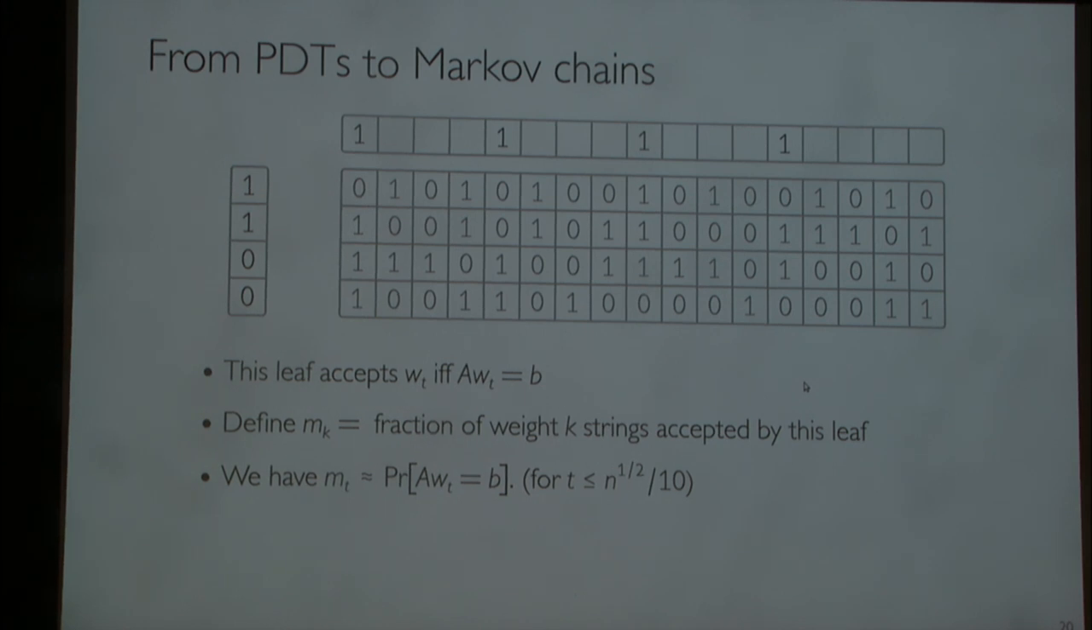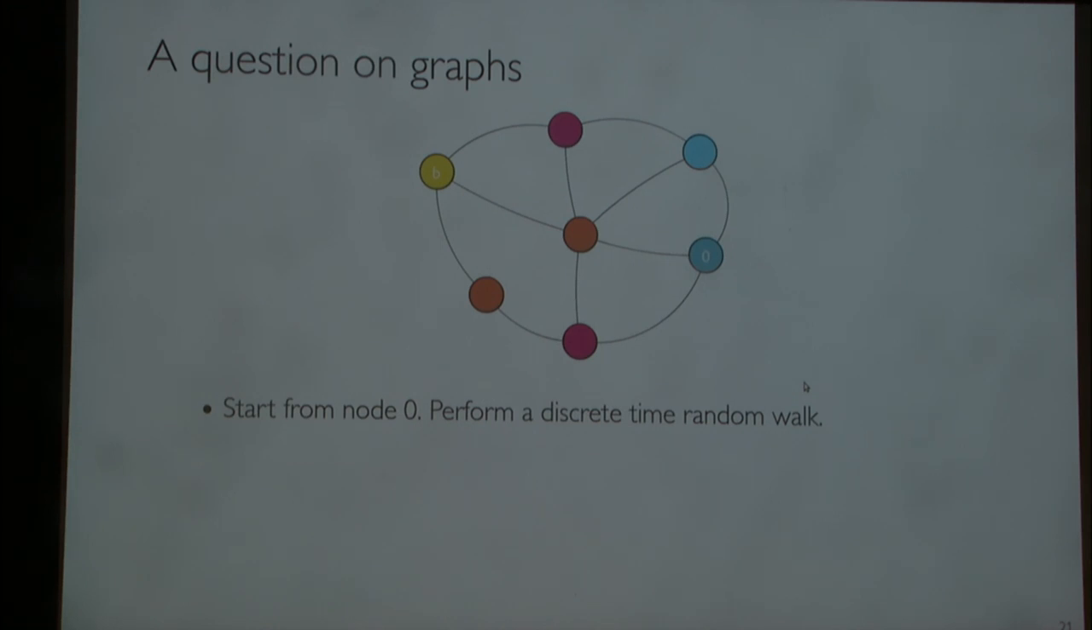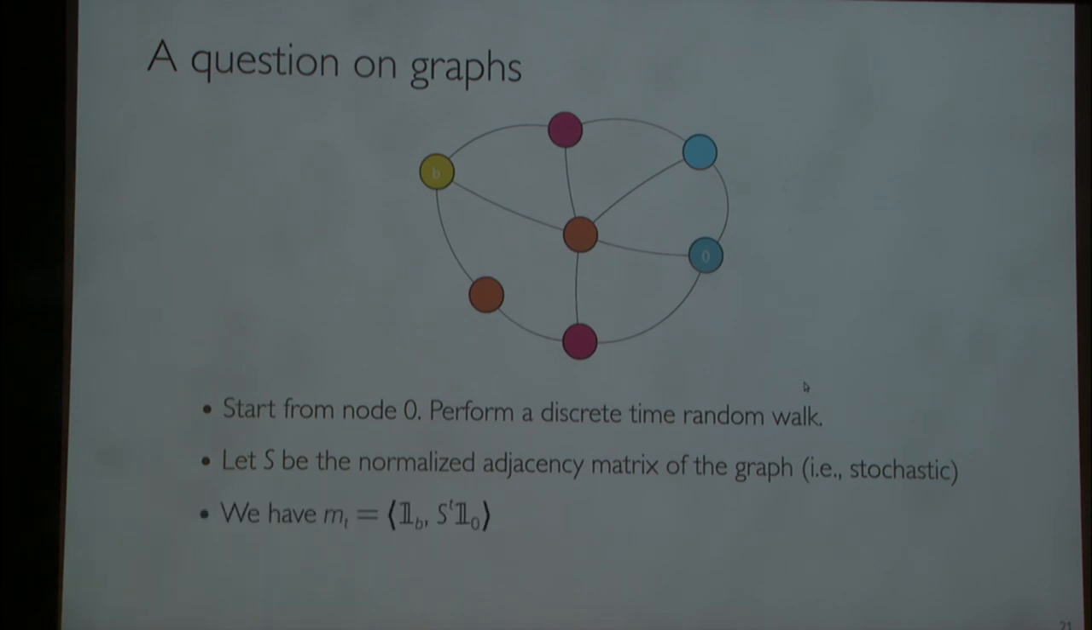Now I had this affine subspace, had some tensor structure, whatever. I just leave them all aside and cast this as a random walk question. We have a graph. We start from 0. What is the chance that I hit the node labeled B at time step t? In particular, now we don't have any structure anymore. Start from node 0, perform a discrete time random walk, and denote by S the normalized adjacency matrix, normalized so that it's stochastic. Now we can write m_t like this: I start from a point mass at 0, and then do the random walk for t time steps, and then I just measure at point B what is the chance that I ended up here.